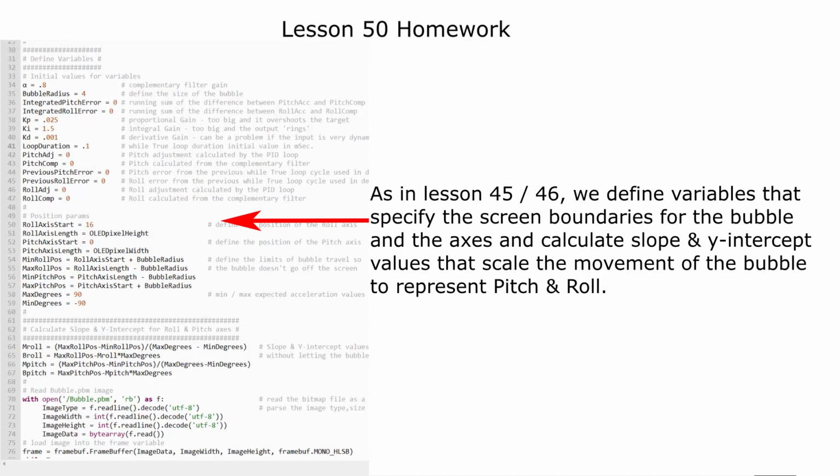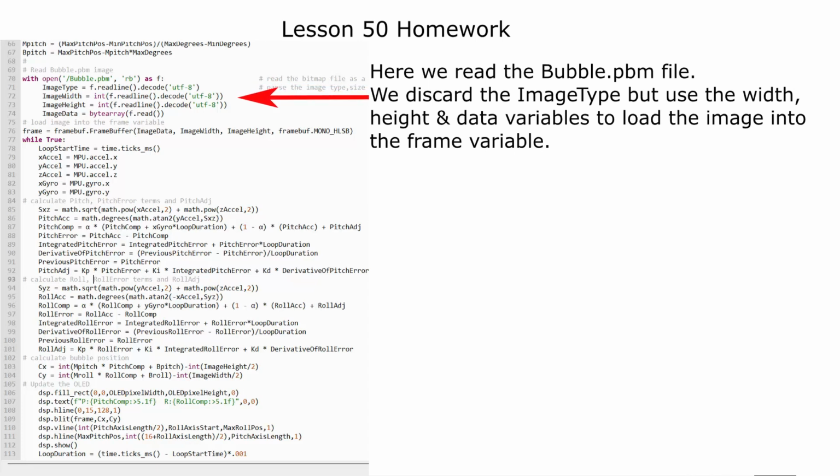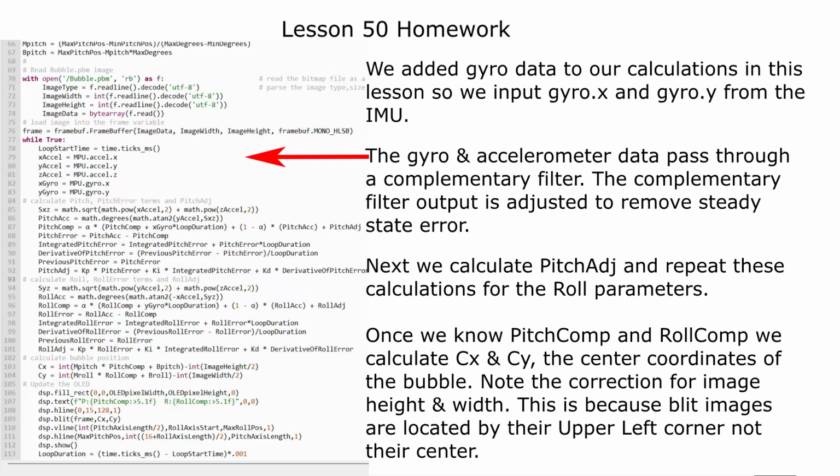As in Lesson 45-46, we define variables that specify the screen boundaries for the bubble and the axes, and calculate slope and y-intercept values that will scale the movement of the bubble to represent pitch and roll. Here we read the bubble.pbm file. We discard the image type variable, but use the width, height, and data variables to load the image into the frame variable. We've added gyro data to our calculations in this lesson, so we have to input gyro x and gyro y from the IMU.